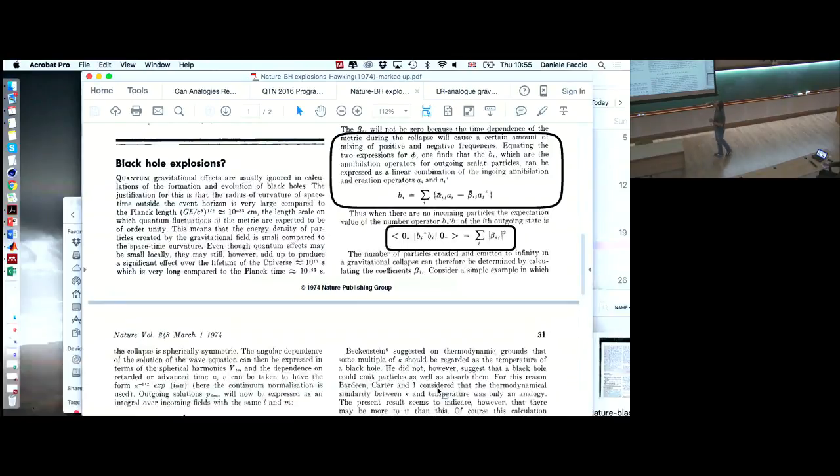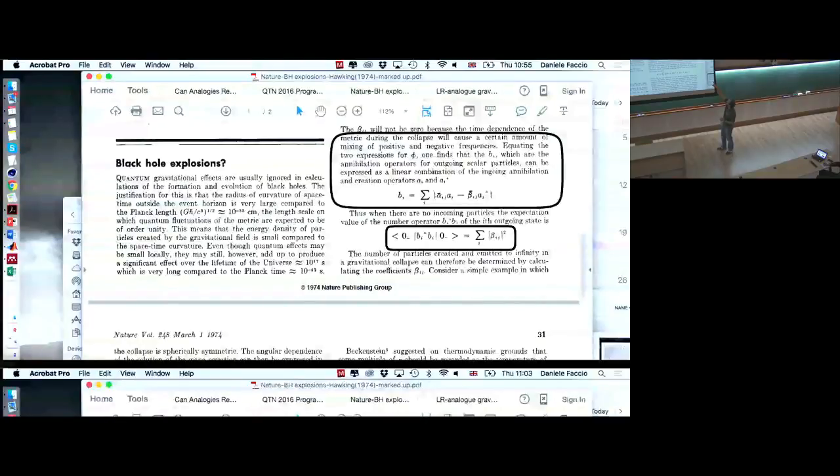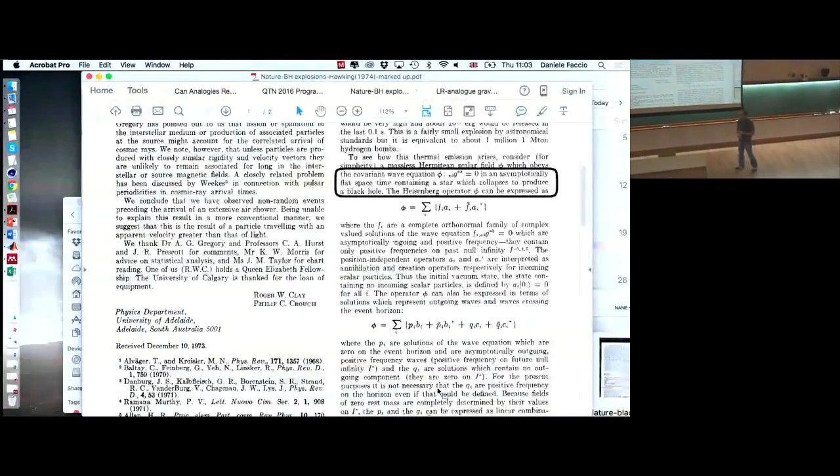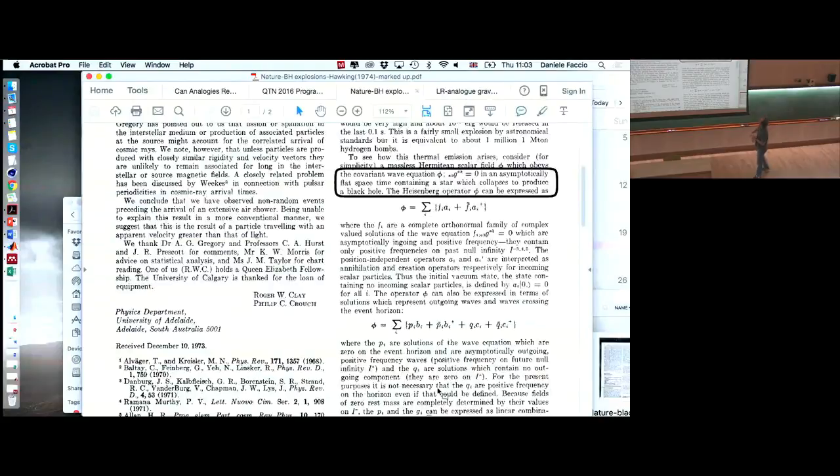Okay? And now, to see how this thermal emission arises, he starts to describe in detail how to look at this. He starts from a massless scalar field, so he's talking about photons, which obeys some wave equation. Okay? Remember, we said that the key element was you've got your input field, and you need a wave equation to propagate that through. That contains the metric, of course. So don't worry too much about how that's written. It's some weird notation that he's using, but it's a wave equation. And that's one of the key things.